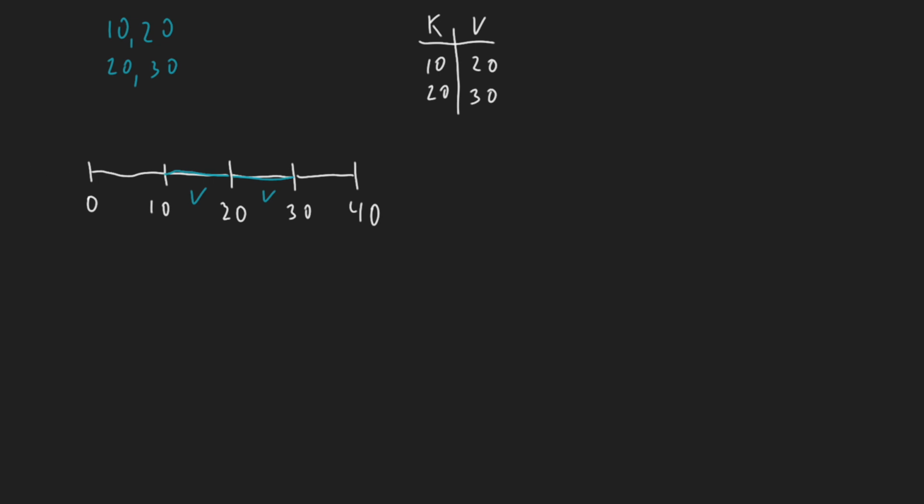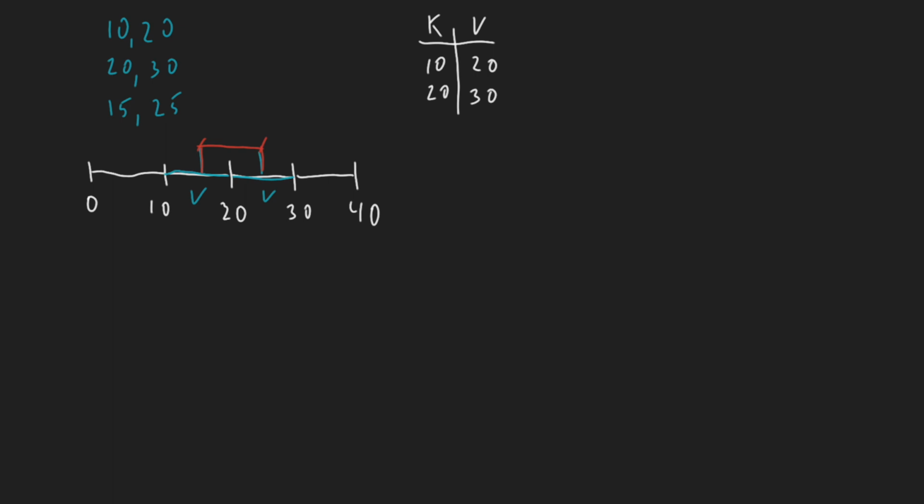What's the next one? The next one, let's say that we want to add 15 and 25. Can we add 15 and 25, right? So no, we cannot add because it's a double booking. In this case, we cannot add it. But how are we going to perform that check? How are we going to do that?